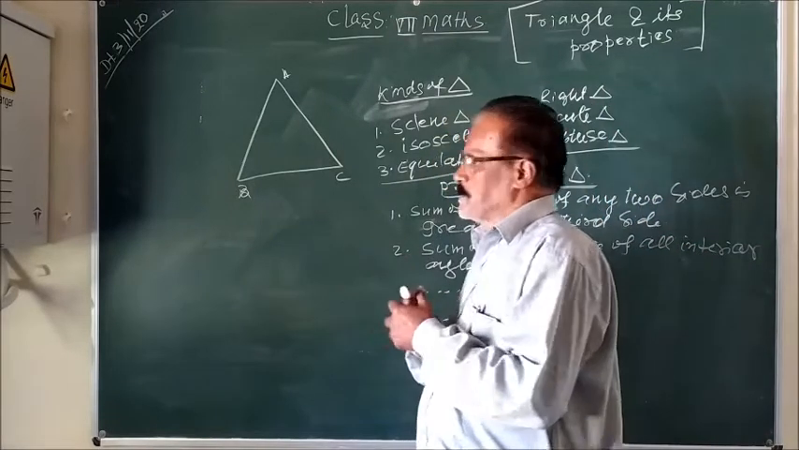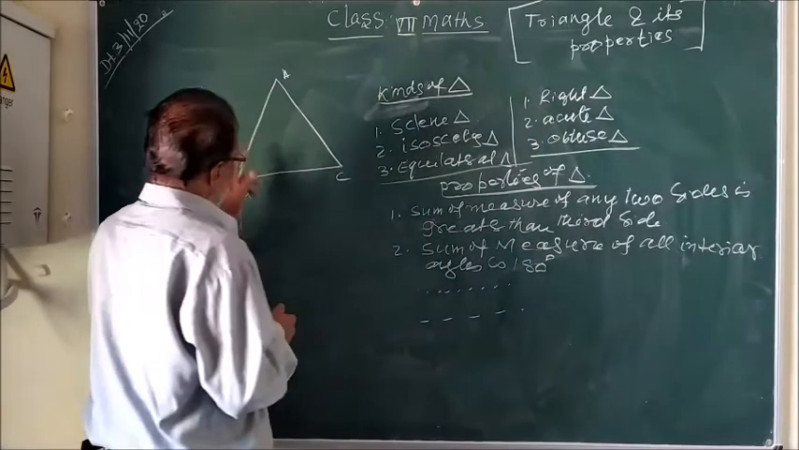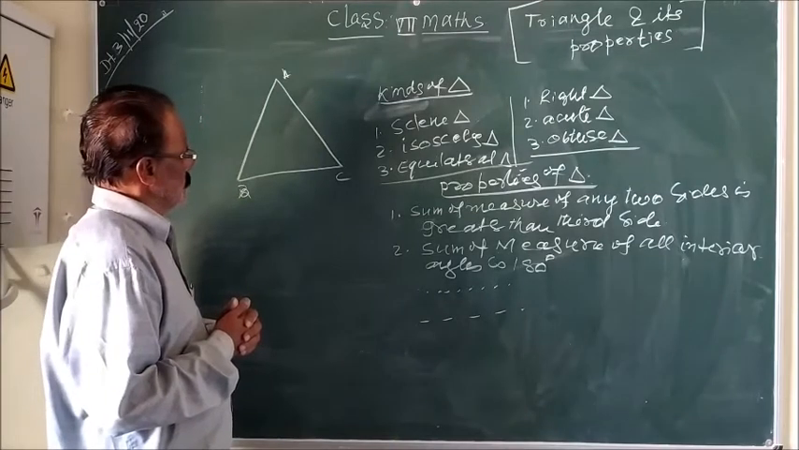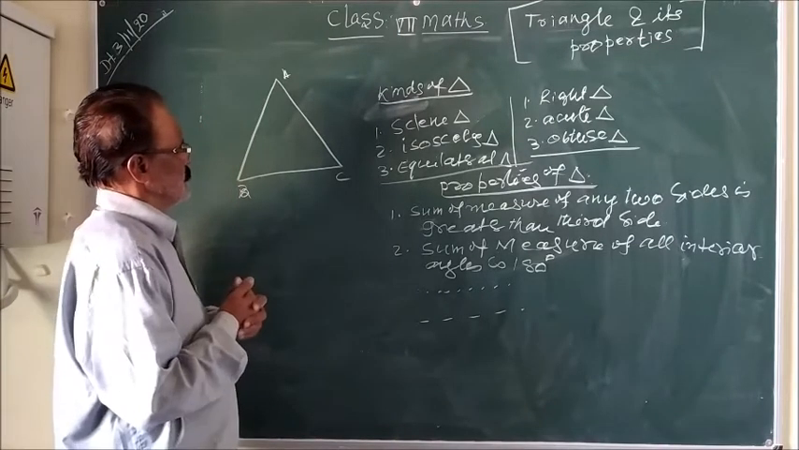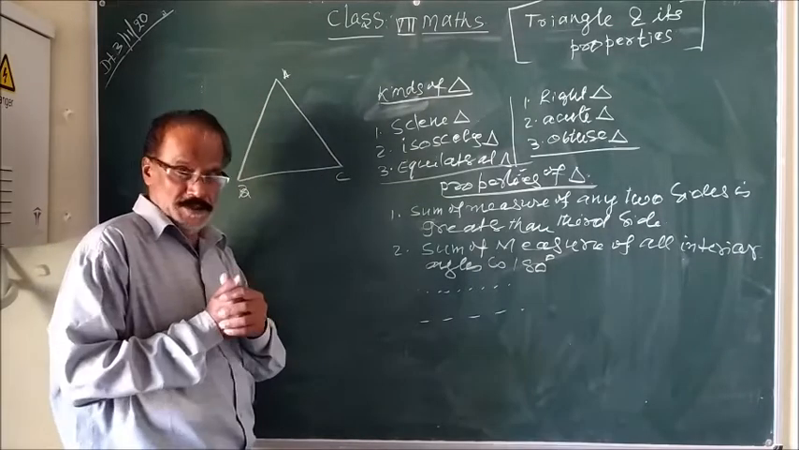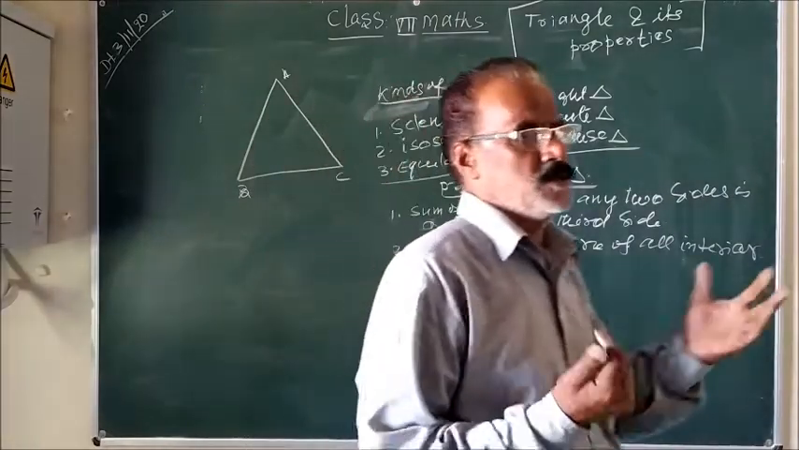What is a triangle? First of all, a closed figure which is formed by joining three non-collinear points. Collinear points and non-collinear points, you understand.